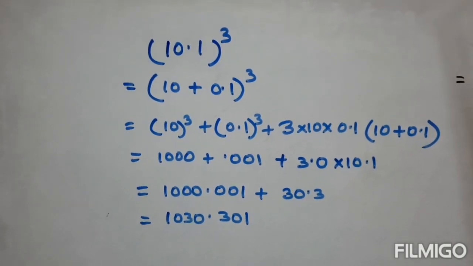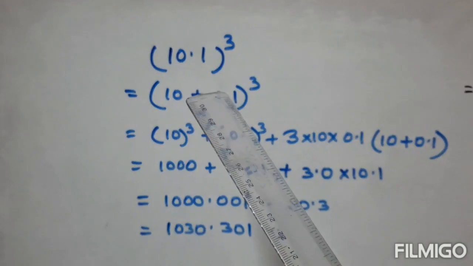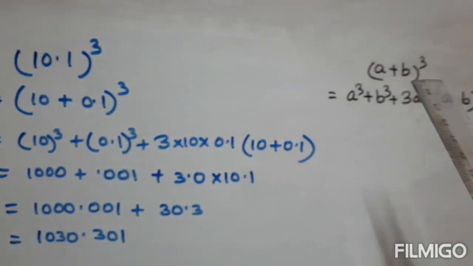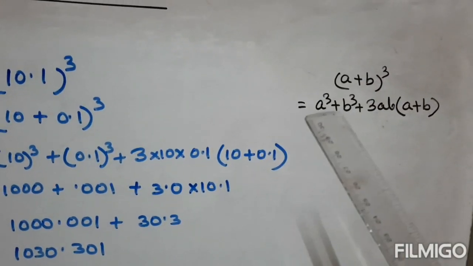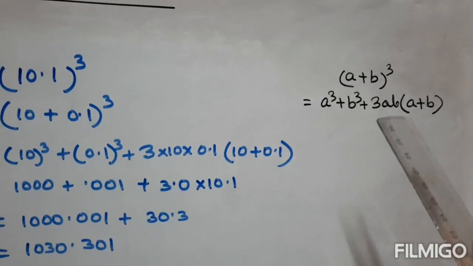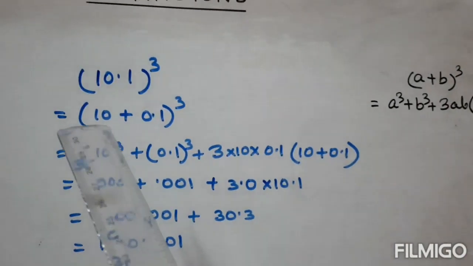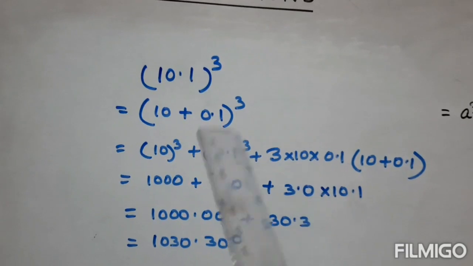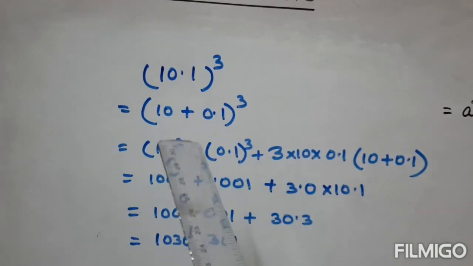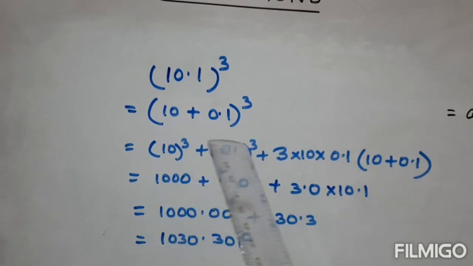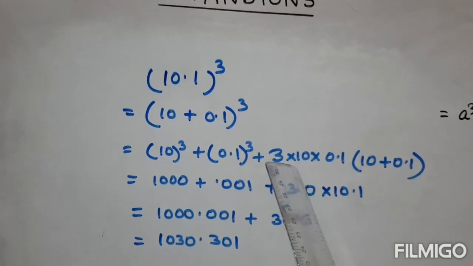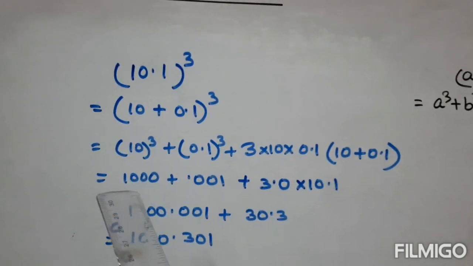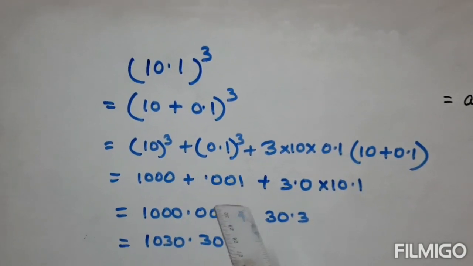10.1 whole cube. We are going to find out the cube of 10.1 without actual multiplication by using the formula (a plus b) whole cube equals a cube plus b cube plus 3ab into (a plus b). So we are going to break it into (10 plus 0.1) whole cube. Here 0.1 is b and 10 is a. So a cube plus b cube plus 3 into 10 into 0.1 into (10 plus 0.1). Here we get 1000 plus 0.001.